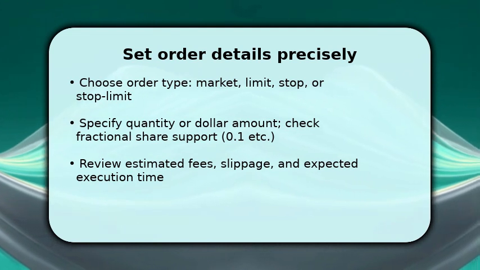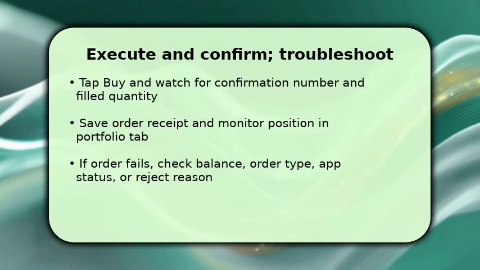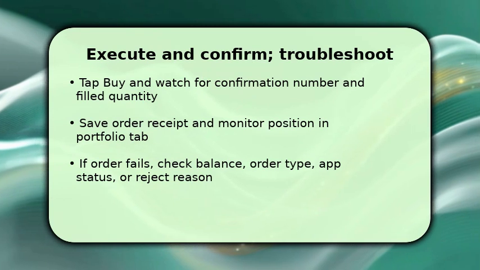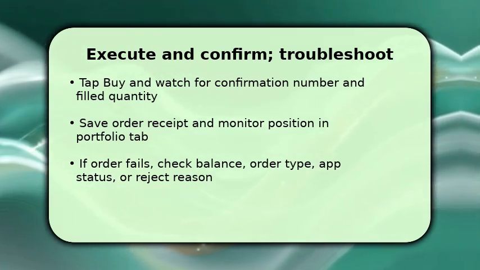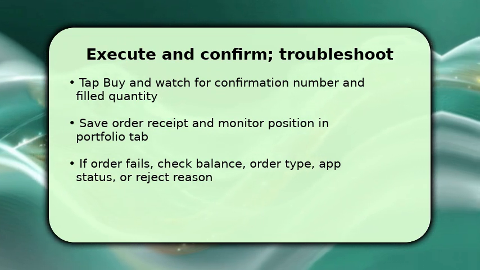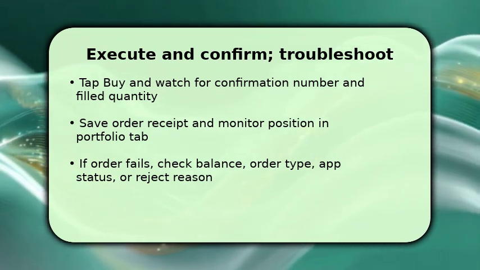Hit buy and wait for confirmation. You should see an order ID and filled quantity or partial fills. After execution, save the receipt screenshot and refresh your portfolio to confirm the new position and unrealized P&L.